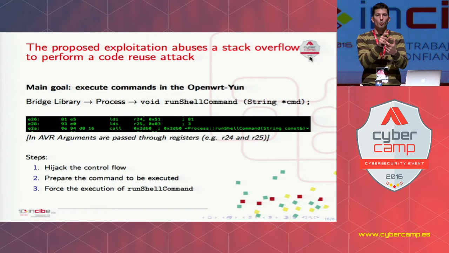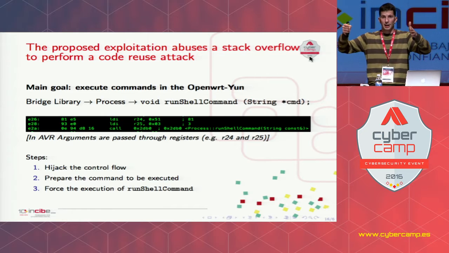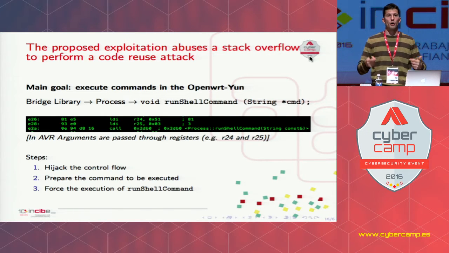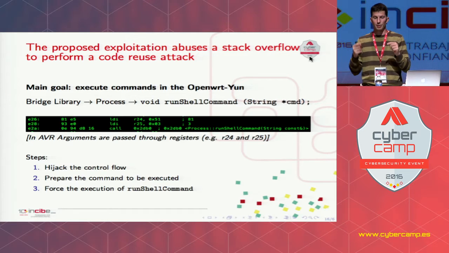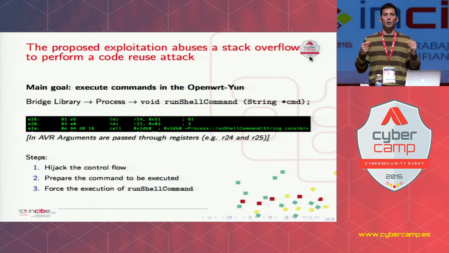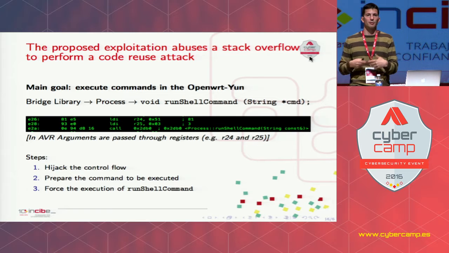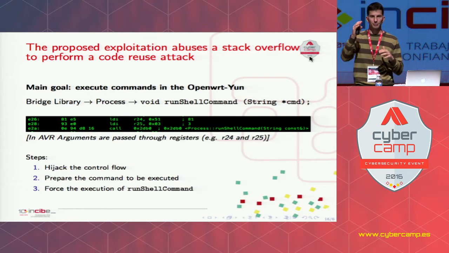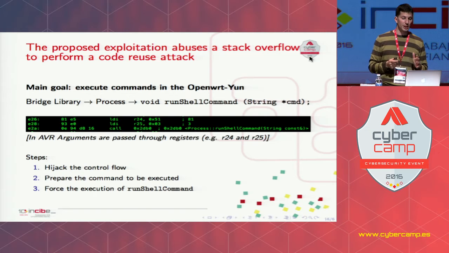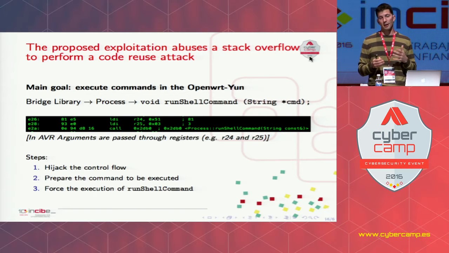In our case, we download a script and we execute it, wget or you name it. Then that command, that string, has to be written on the memory. And then I prepare the arguments and say, okay, registers 24 and 25 point to that command there, and then I jump right away to the function, and that's it. And we just let it go.